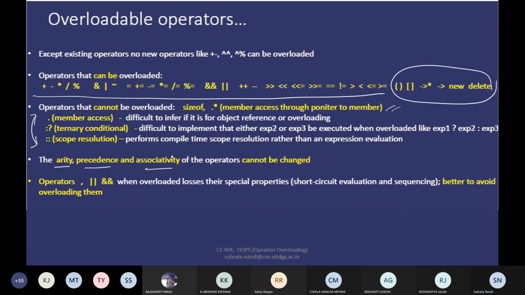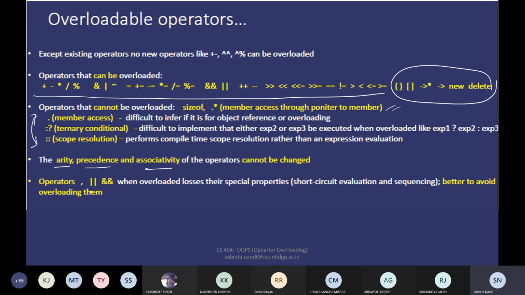Associativity, we know that when we write a large expression involving operators and operands, if you have, say, 2 plus 3 plus 5 plus 6 in the same line, in which order will they be evaluated? Will it be from left to right or right to left? There are some predefined rules for each set of operators, and that also cannot be changed.